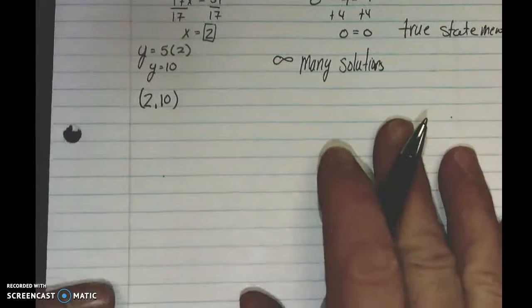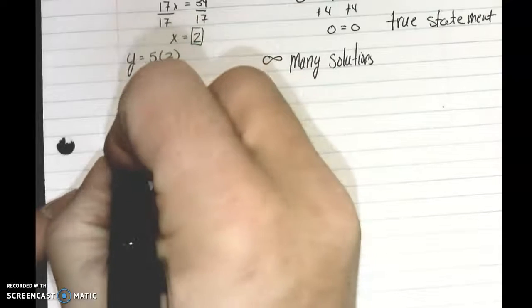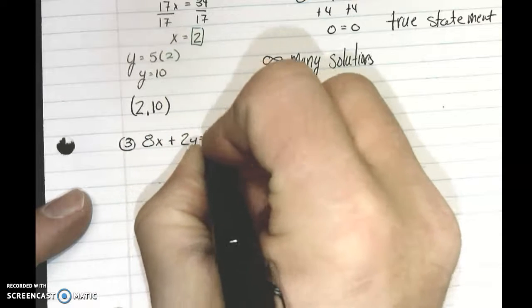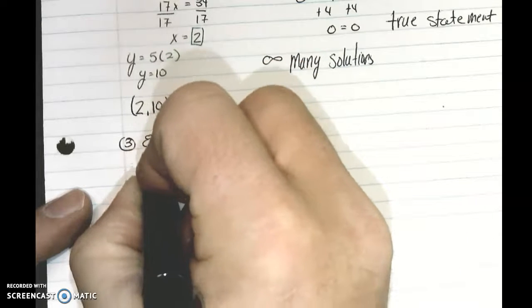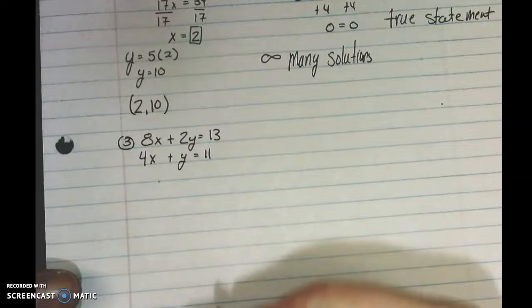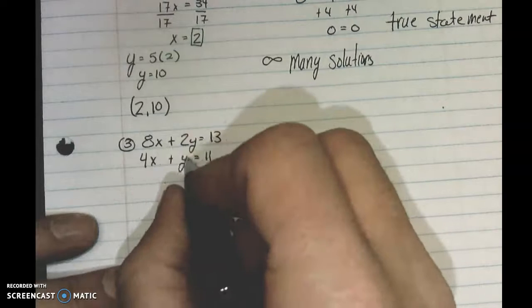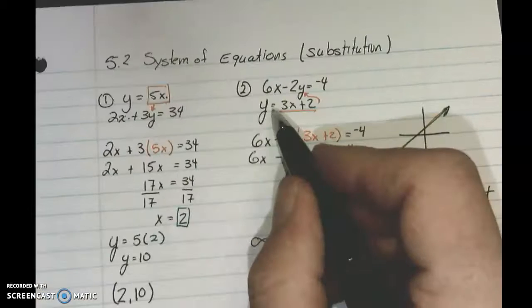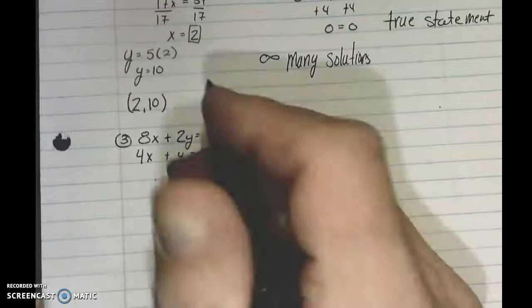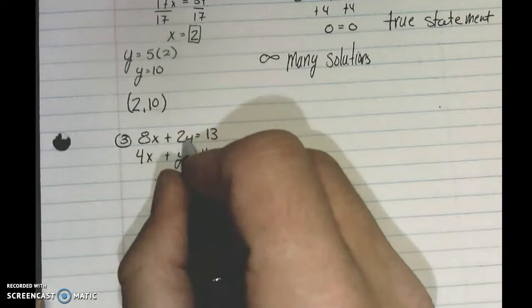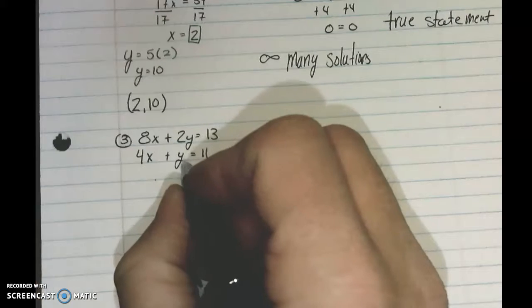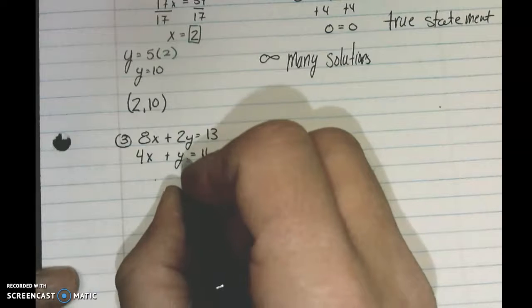Okay, let's go to our next one. Number 3, we're going to have 8x plus 2y is equal to 13, and 4x plus y is equal to 11. Now, what we need to do is, we don't have a variable by itself, kind of like we had in the other examples where the y was by itself. I could solve this equation for either x or y, but I noticed that y is just one y, so I want to solve this equation for y.